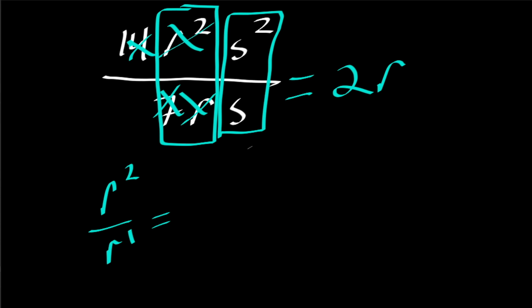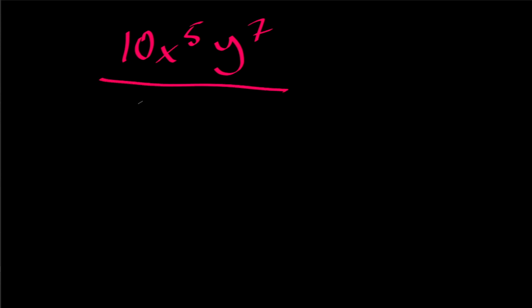So if you have multiple variables, you basically just go down the line and divide those as well. So it doesn't really change a lot, but I wanted you to see this example just in case you ever see it in the future. So then s squared divided by s, once again, it's kind of like r squared over r. It's going to give us just s. All right, let's do one more. Let's say 10x to the 5th, y to the 7th divided by 5x to the 2nd, y to the 4th.